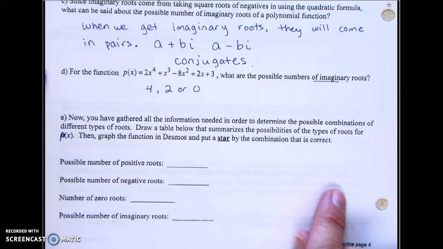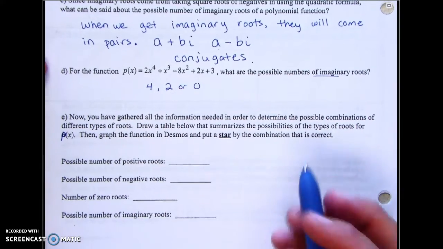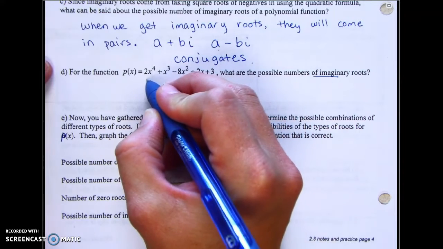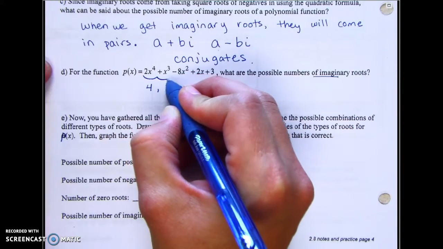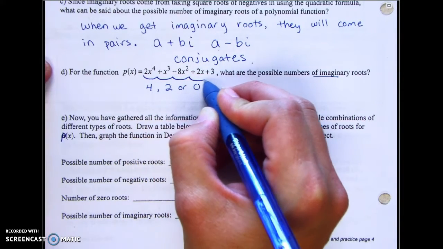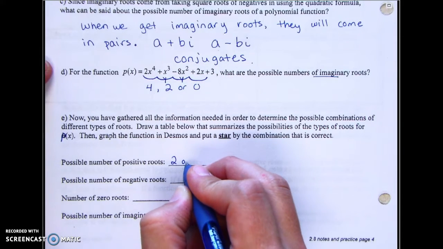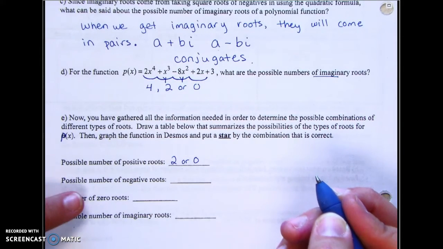Okay, so we're going to do our example again right here. Are you ready? Get set. Let's go. Possible number of positive roots. How do we do that? How many sign changes do we have? No, yes, yes, no. So yes and yes, so 2 or 0 positive roots.